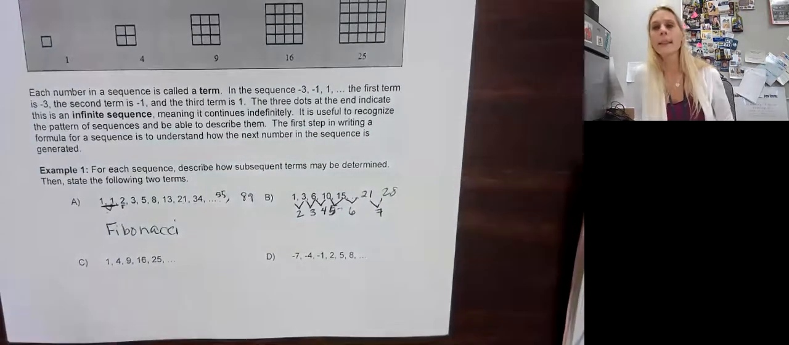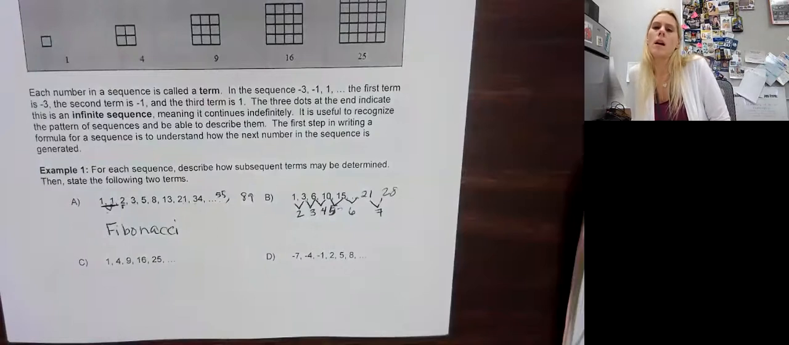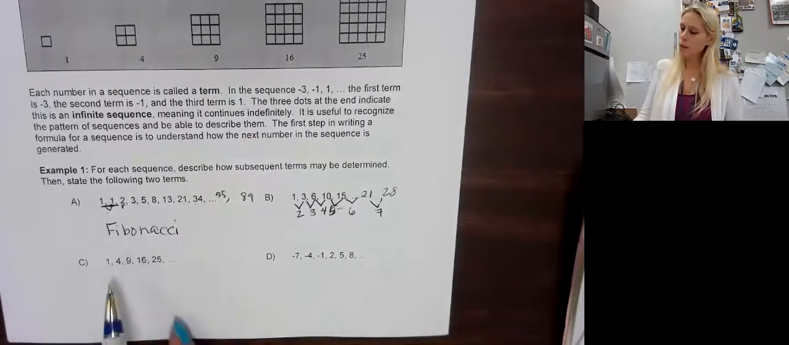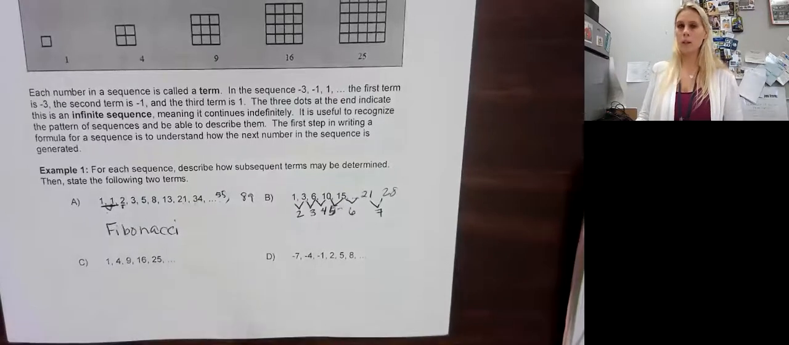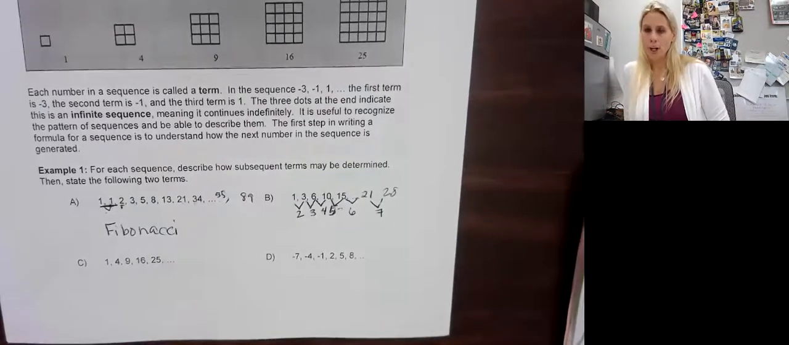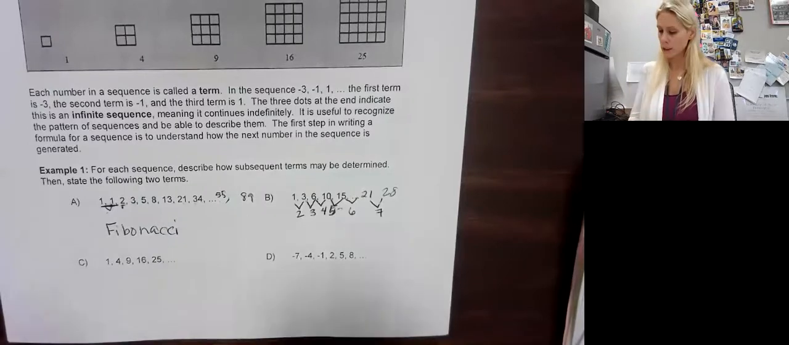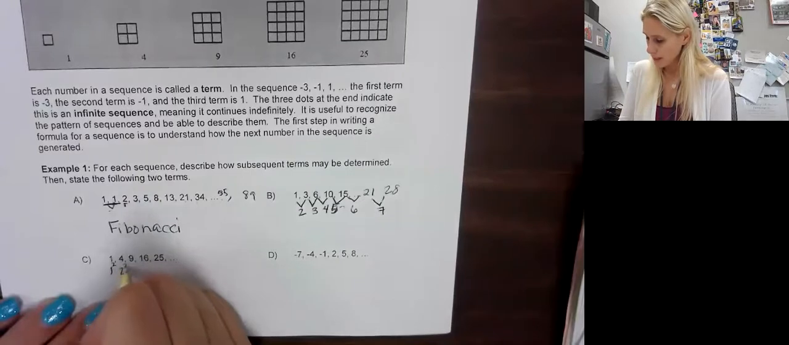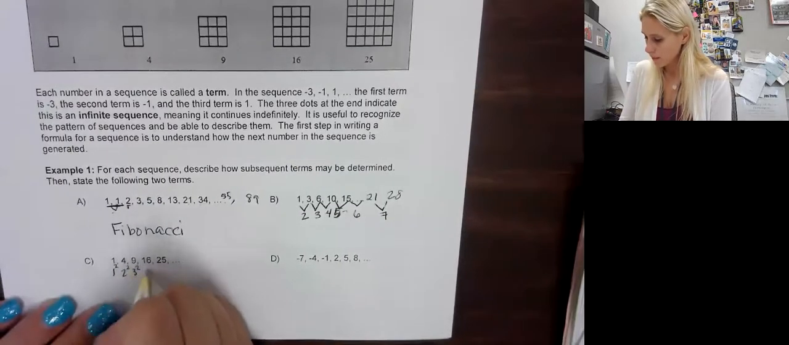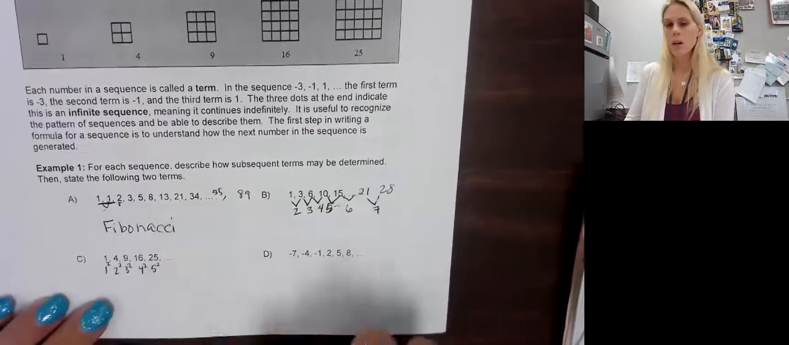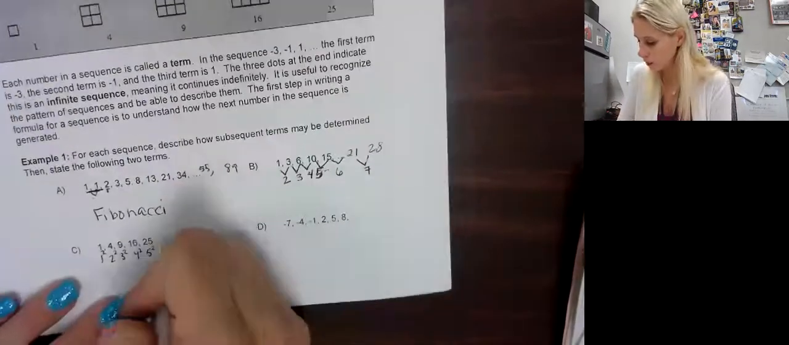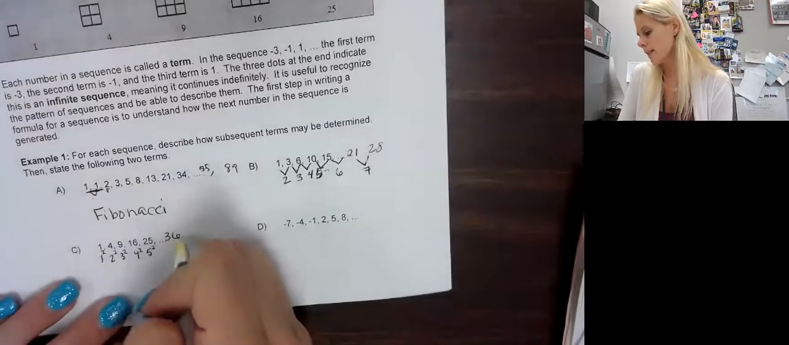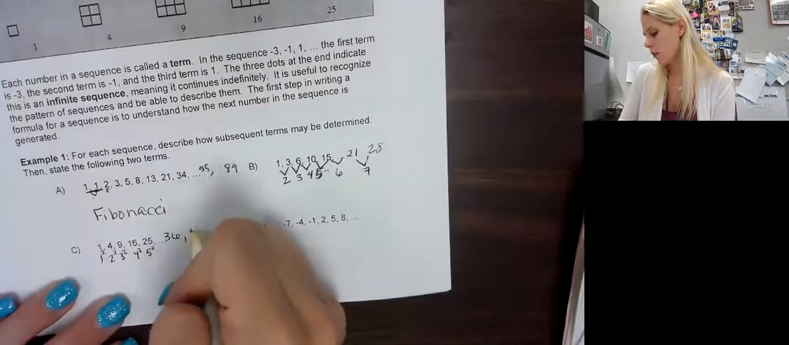All right, C probably is the one that I want you guys to get used to being able to recognize, because 1, 4, 9, 16, 25. What do all these numbers have in common? They're perfect squares. We have 1 squared, 2 squared, 3 squared, 4 squared, 5 squared. So we're just going up 1 more and squaring it. So 6 squared would be 36 and 7 squared would be 49.